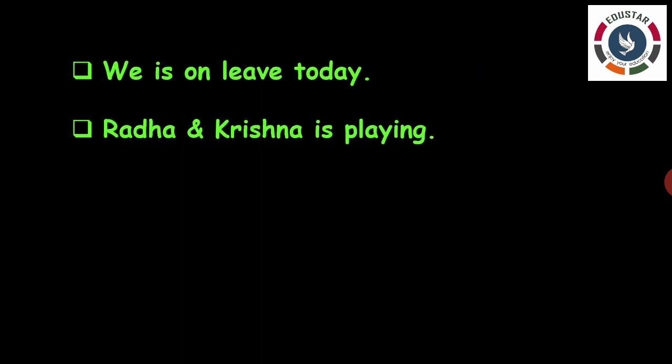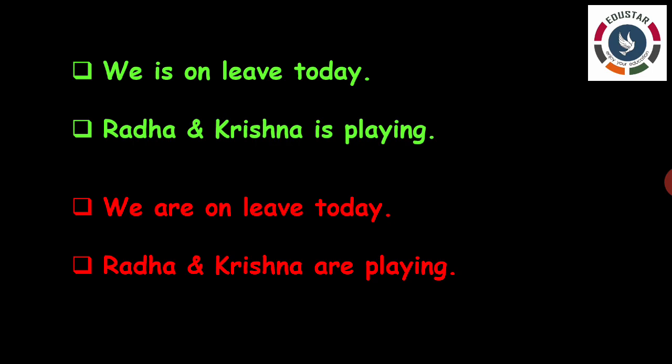Now let's understand it better. See here, I have given a sentence. You have to say whether the given sentence is correct or not. We is on leave today. Radha and Krishna is playing. Is the given sentence correct, does it make any sense? No, right? Because the subject and verb don't agree at all. That's why the sentence is wrong. So what is the correct form for this? We are on leave today. Radha and Krishna are playing. So this is the correct answer.